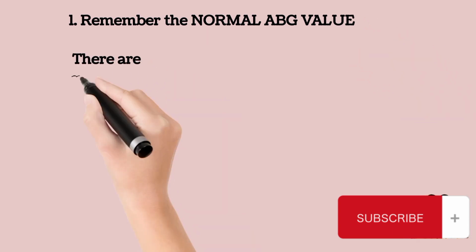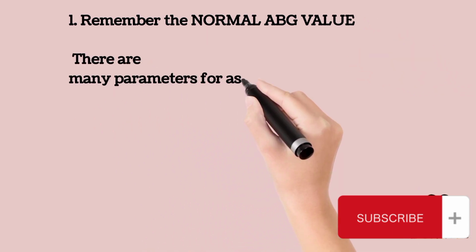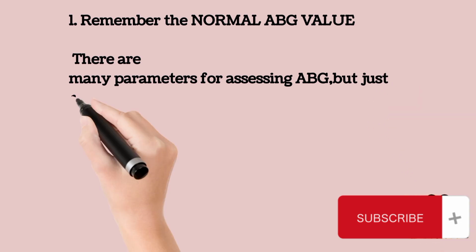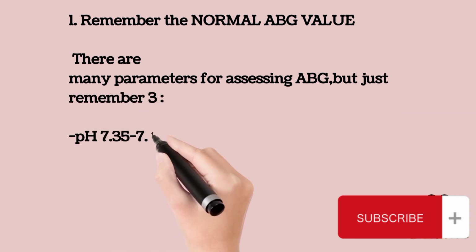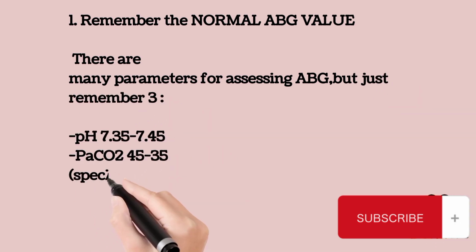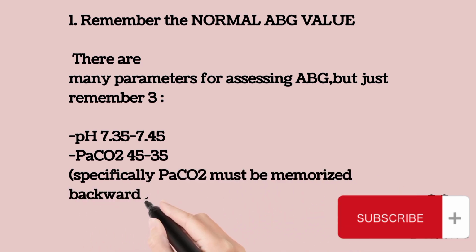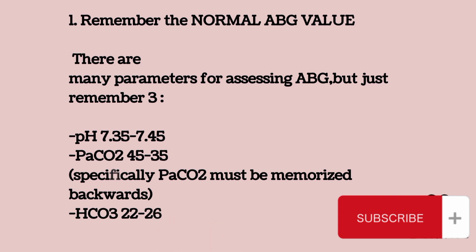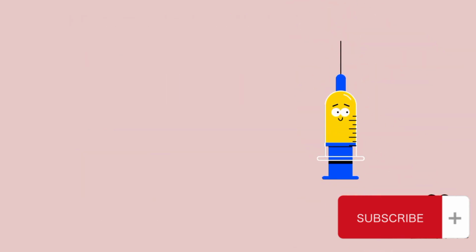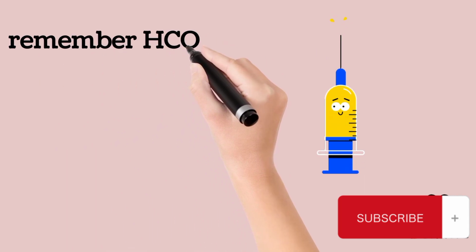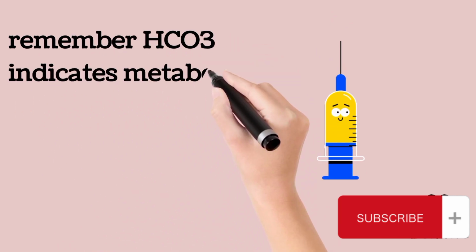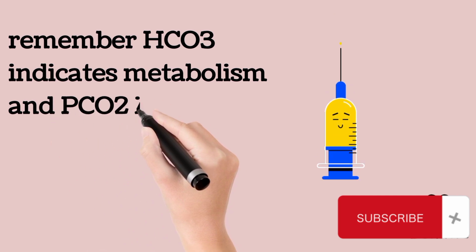First, remember the normal ABG values. There are many parameters for assessing ABG, but just remember 3 points: pH value 7.35 to 7.45, PCO2 45 to 35, especially PCO2, which must be memorized backwards, and HCO3 22 to 26. Remember, HCO3 indicates metabolism and PCO2 indicates respiratory.